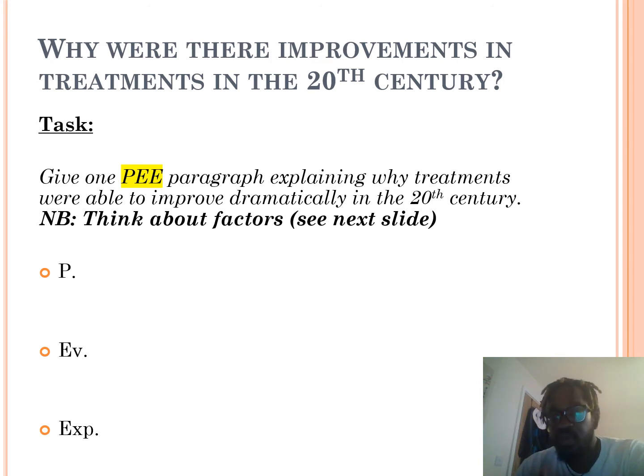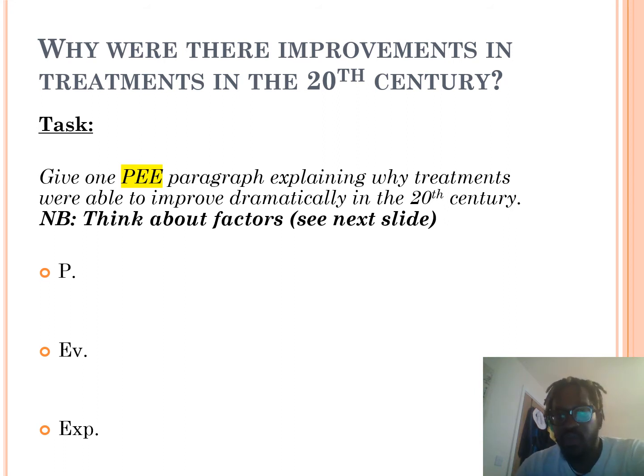Now this relates to factors. The magic bullets coming about, so Salvarsan 606, Prontosil, etc., and then the discovery and the development of penicillin, those are the improved treatments. But my question says, why did these improvements happen? Why were there improvements in treatments in the 20th century?